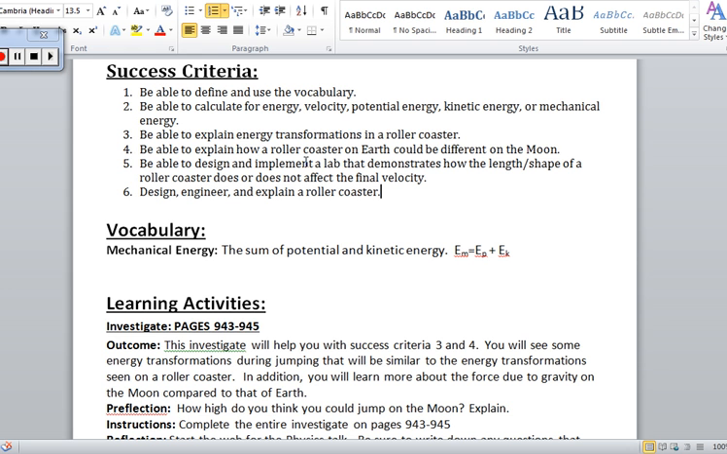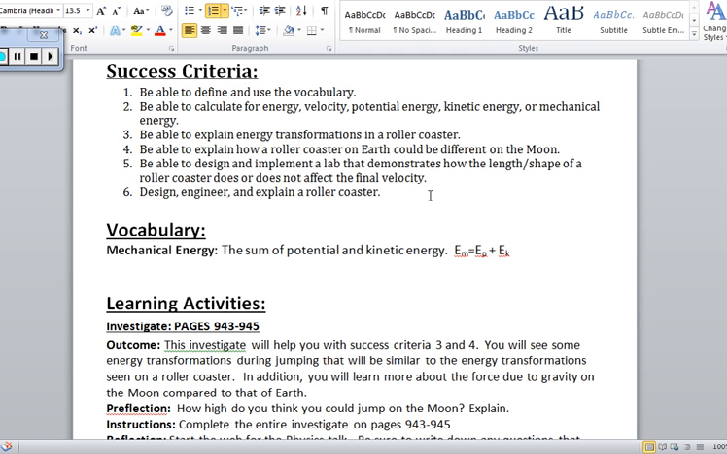Then, be able to design and implement a lab to demonstrate how the length or shape of a roller coaster does or does not affect the final velocity. And so, with this one, you're just going to simply be changing up the shape of a track, but overall, you should be able to notice that velocity is not affected by the shape, but simply by the initial mechanical energy. Then, based off of what you learned there, you're going to design, engineer, and explain your own roller coaster.